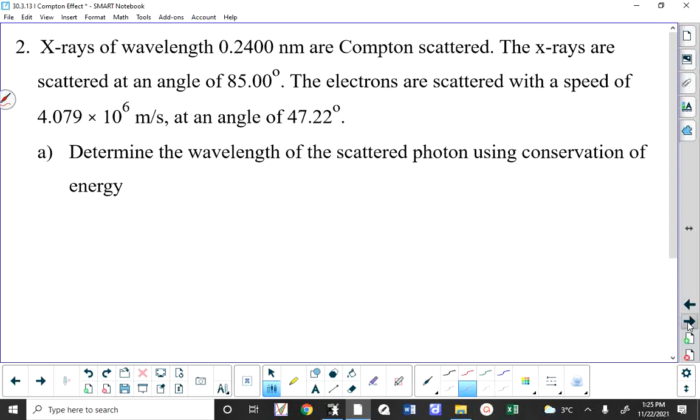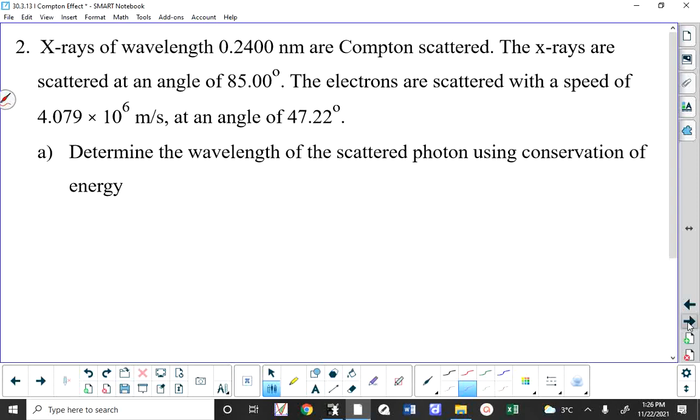All right, number 2. And there's a lot of information in number 2 that we're not going to use to answer 2A, because we're going to answer 2A, then we're going to end the lesson today, practice with some limited applications of the Compton effect. Then tomorrow we'll look at more advanced applications, which is going to involve using some angles.